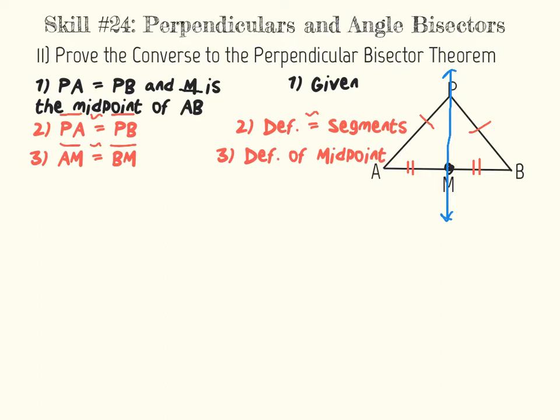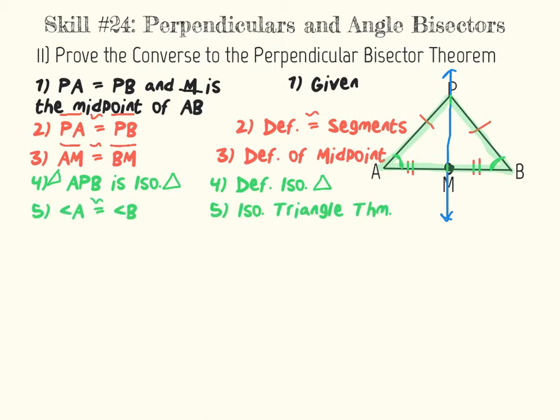So what I'm looking at here is an isosceles triangle right there. Since that is an isosceles triangle, I can say that the base angles are going to be congruent. So that's what I'm going to do next. I'm going to do those two steps. So step 4 is triangle APB is an isosceles triangle by definition of isosceles triangle. Now, since it's an isosceles triangle, we can use the isosceles triangle theorem. So angle A is congruent to angle B by the isosceles triangle theorem.